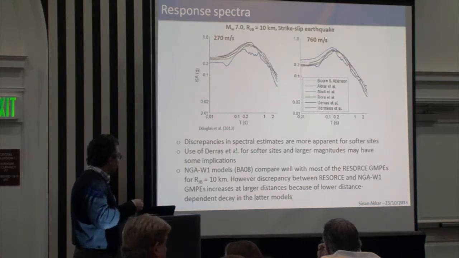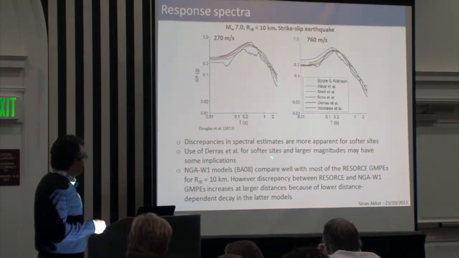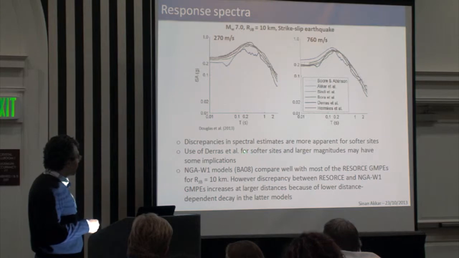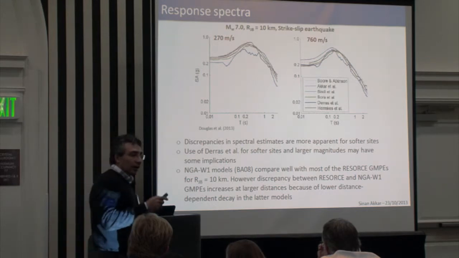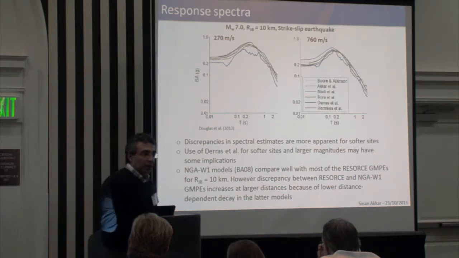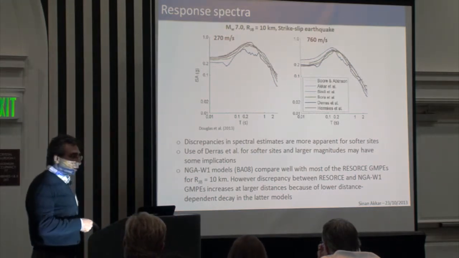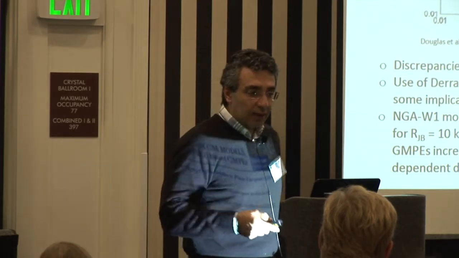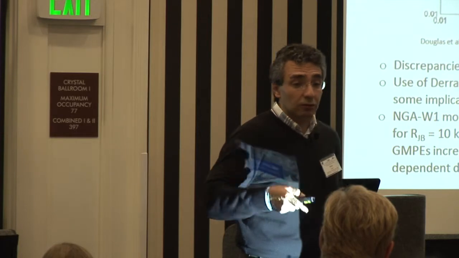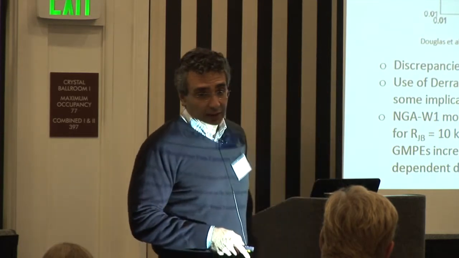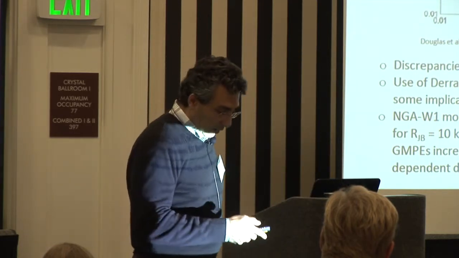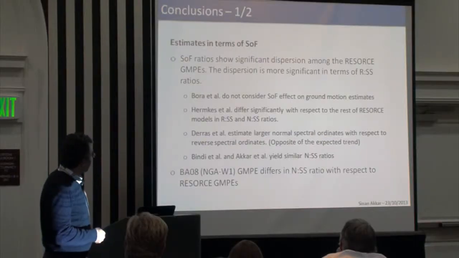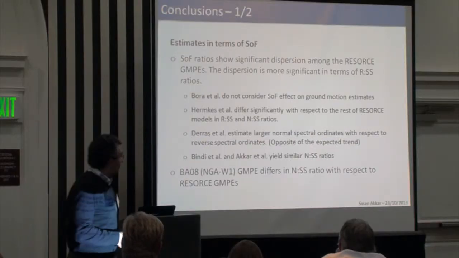Derras et al. predictive model may have some implications if it is used for softer sites and larger magnitude events. Essentially, Derras et al., the French group, they themselves indicate that their model should not be used for large magnitude events and softer sites, and they say it by themselves. So these are the conclusions.